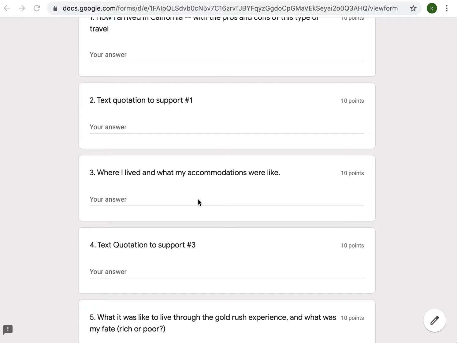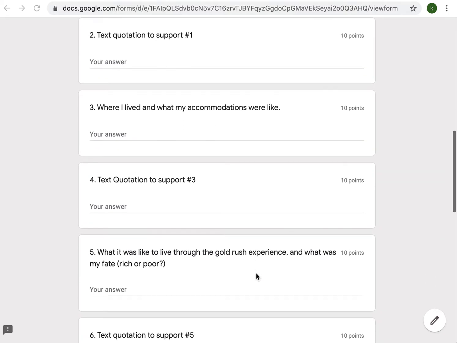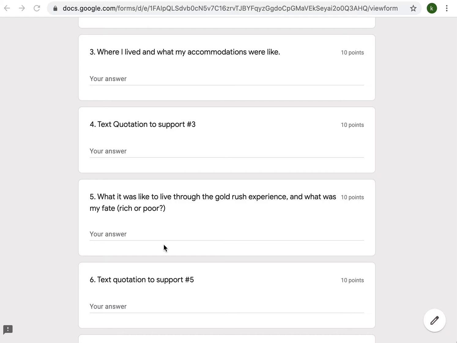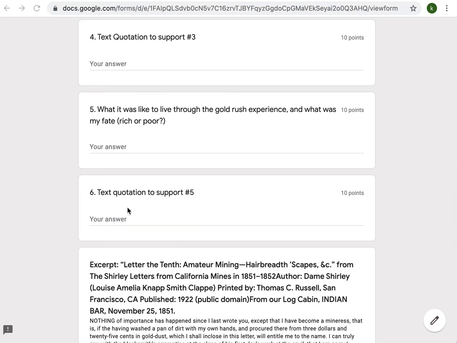Where you lived and what your accommodations or your housing was like. A lot of people didn't actually have houses, but we'll read about that today. And then what was it like to live through the gold rush experience, and what was my fate? Was I rich or was I poor? Did I gain wealth from moving, or did this hurt me? And then, of course, a quotation.